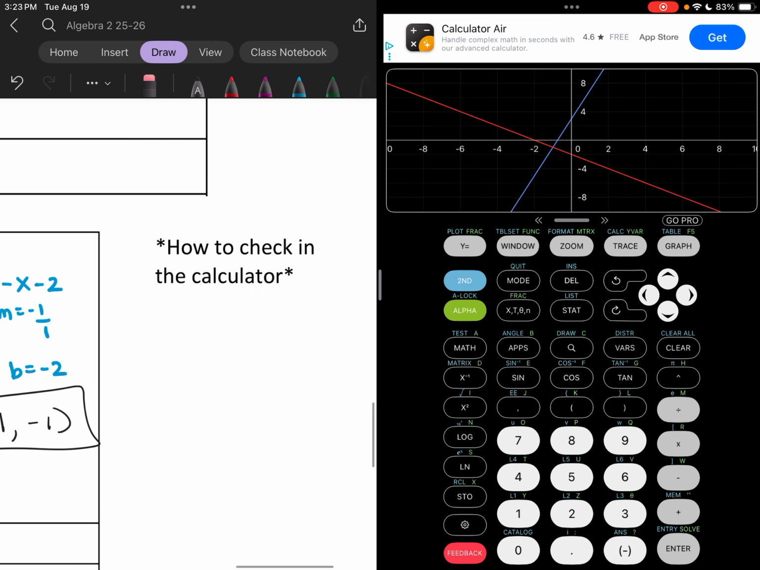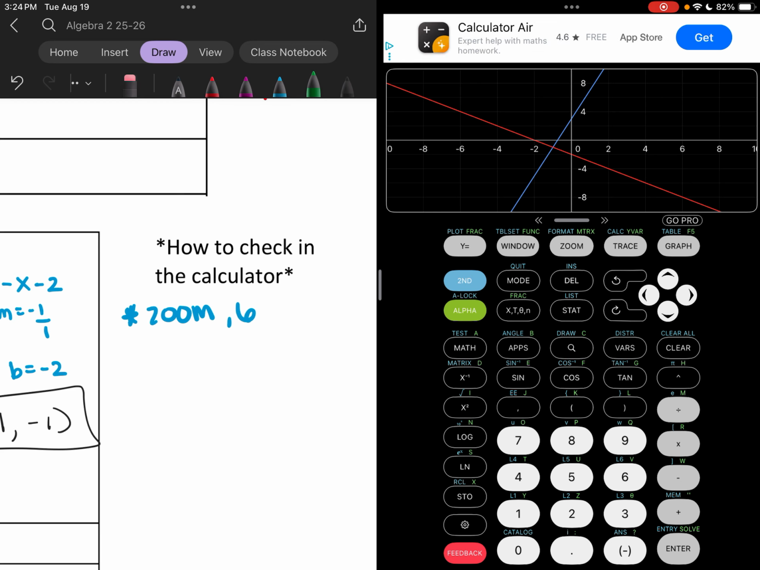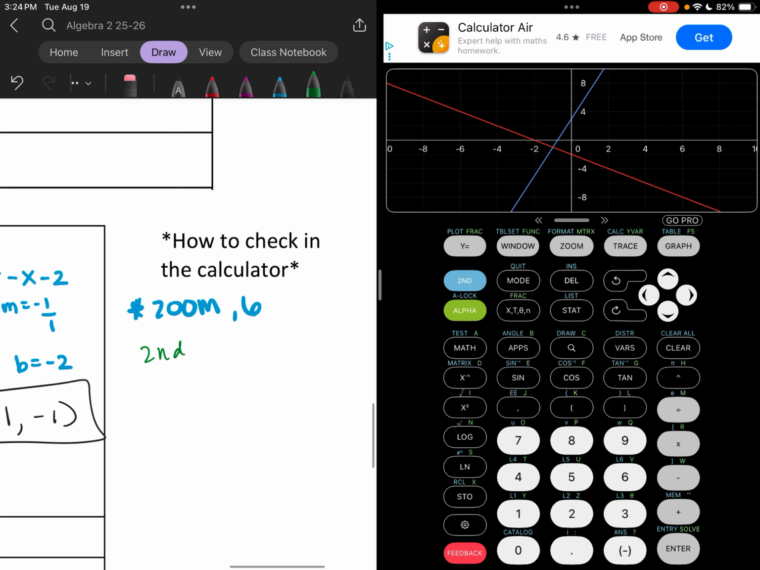And then just some pointers for the calculator, guys. If your screen looks funky, you may need to hit zoom 6, and then that should give you the negative 10 to 10 window to be able to see both lines. So your calculator will actually do the intersection point for you once you type them in. So I'm going to go ahead and show you that. I'll write the buttons down too so you can see.